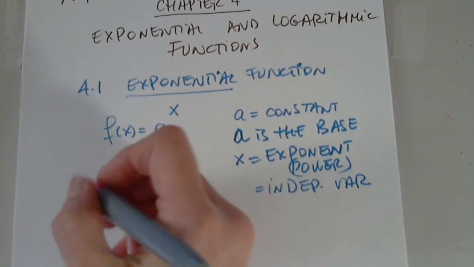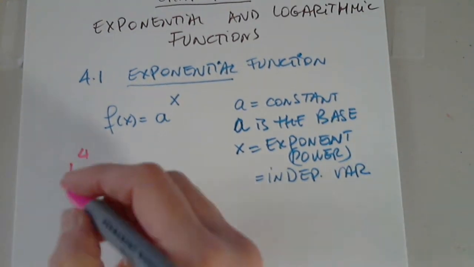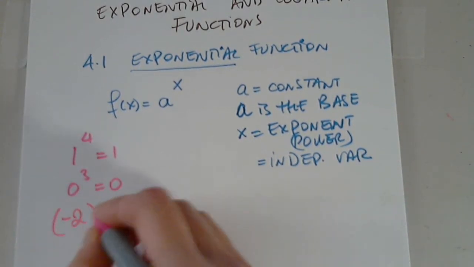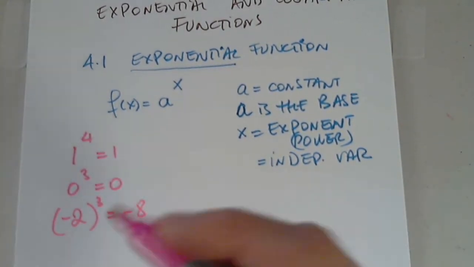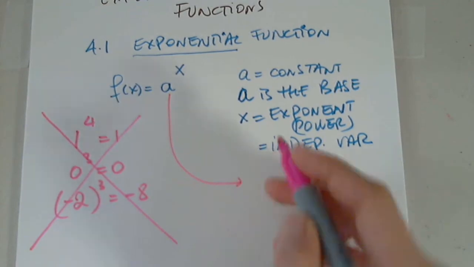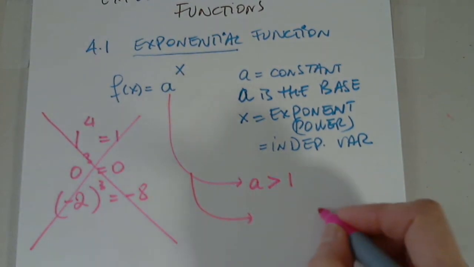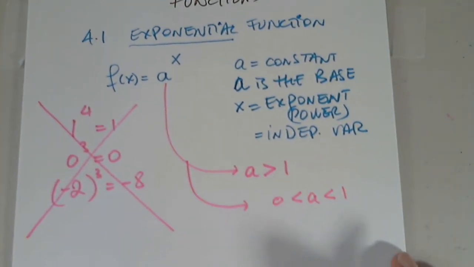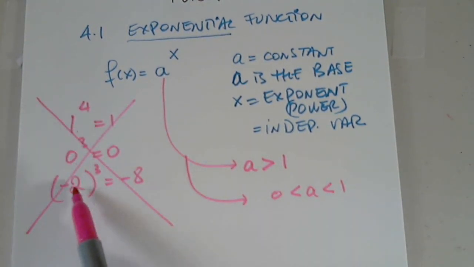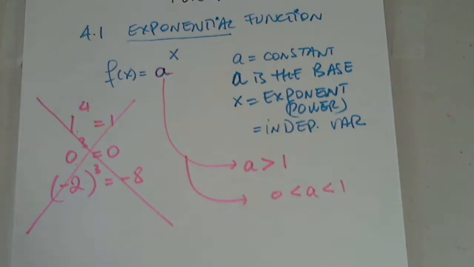For example, can I raise 1 to the 4th power? Yes. Can I raise 0 to the 3rd power? Yes. Can I raise -2 to the 3rd power? Yes. However, these bases are not allowed in the exponential function. The base can be a number greater than 1, not 1. Also, the base can be positive but tiny, between 0 and 1. The base cannot be 0, cannot be 1, cannot be -2. All these exist, but they're not allowed as the base.